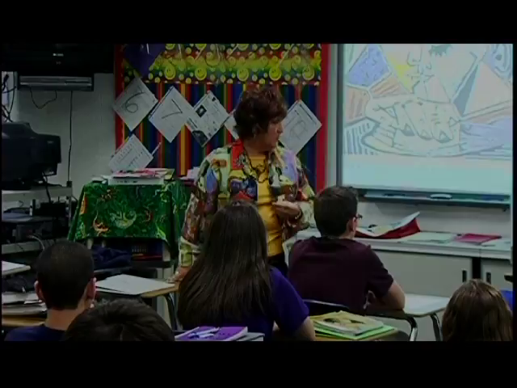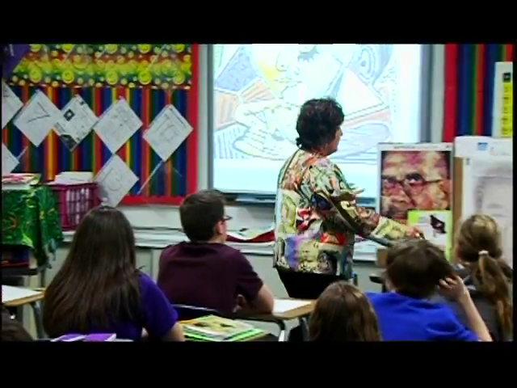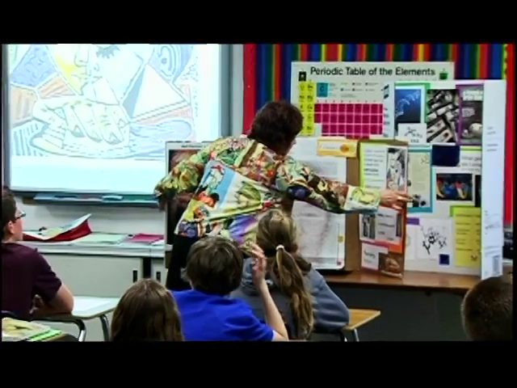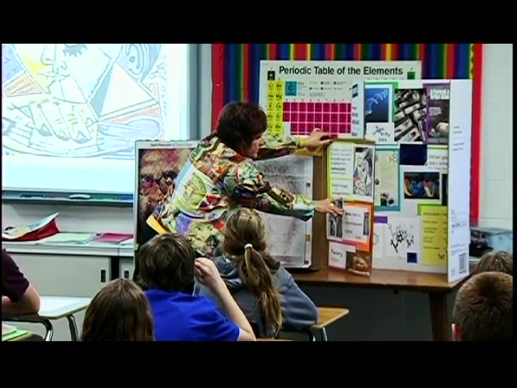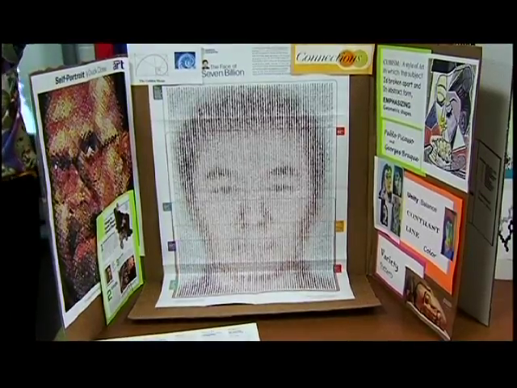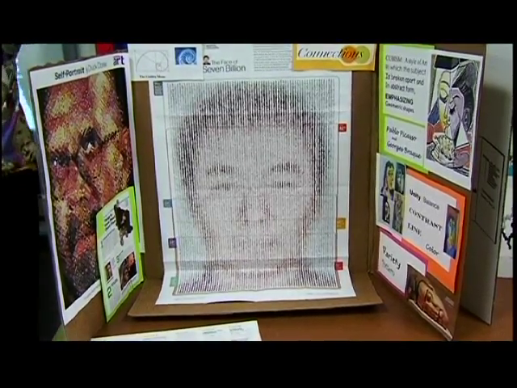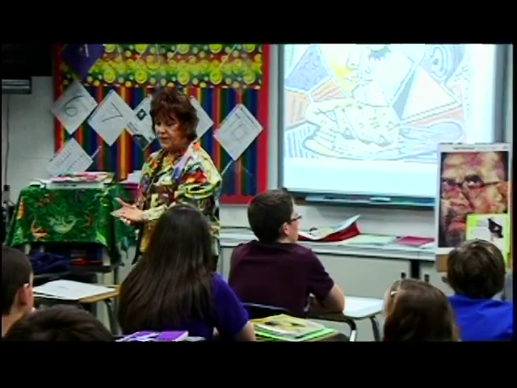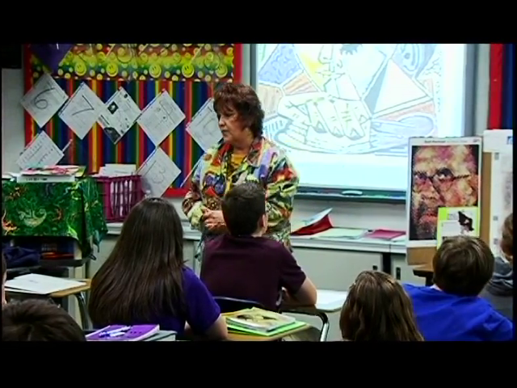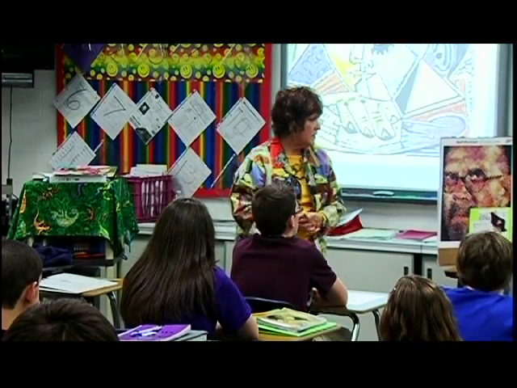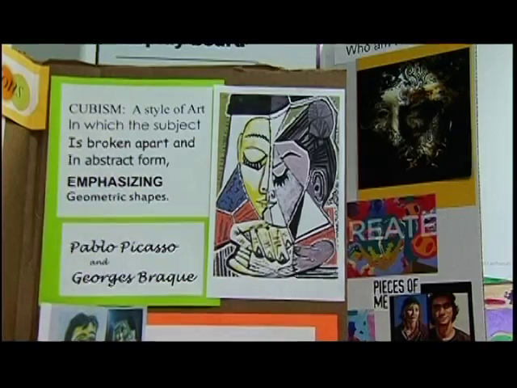There were two gentlemen that got together called Pablo Picasso and George Braque. Now they liked to work together and talk about what they could do to make their art more interesting. And so they came up with some ideas. They were interested in science and math and how we see the world. So they came up with a few ideas that we now call cubism.